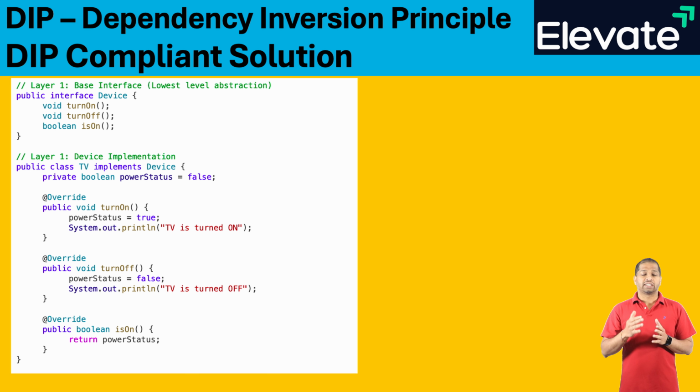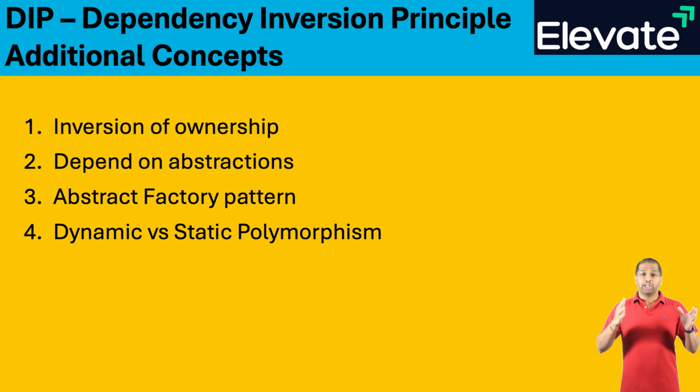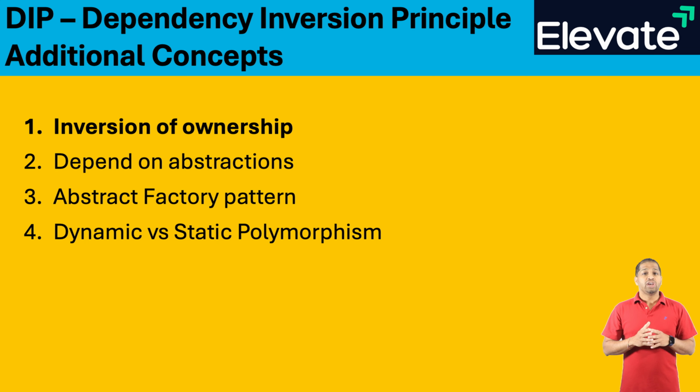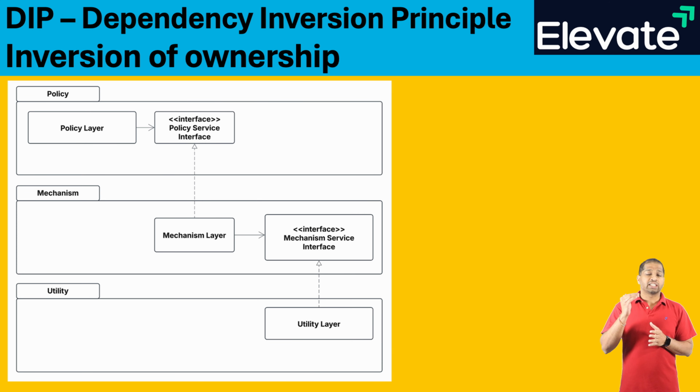Now let us discuss some additional concepts. Inversion of ownership. Notice that the inversion here is not just one of dependencies. It is also one of interface ownership. We often think of utility libraries as owning their own interfaces, but when the DIP is applied, we find that the clients tend to own the abstract interfaces and that their servers derive from them.